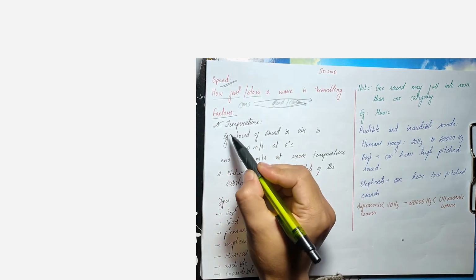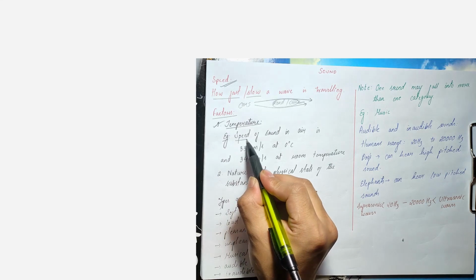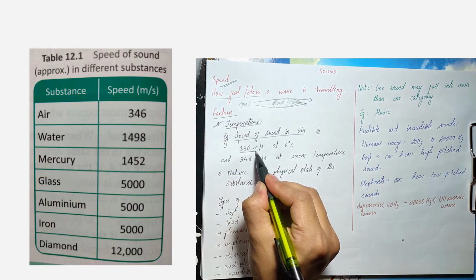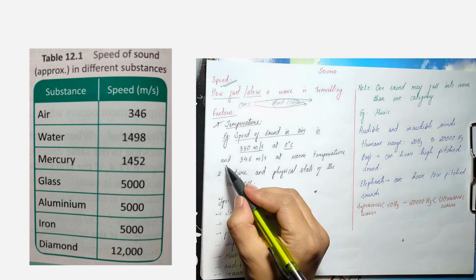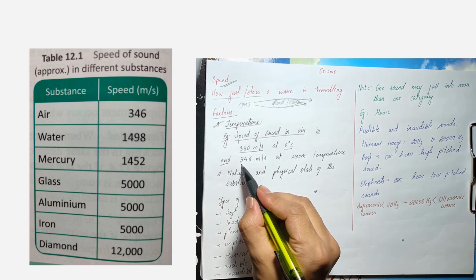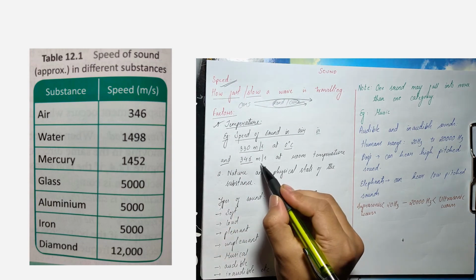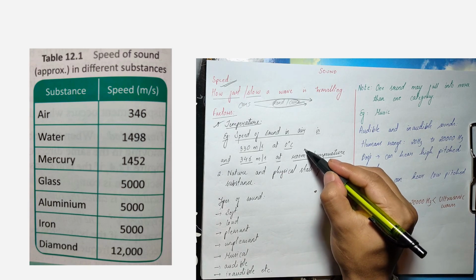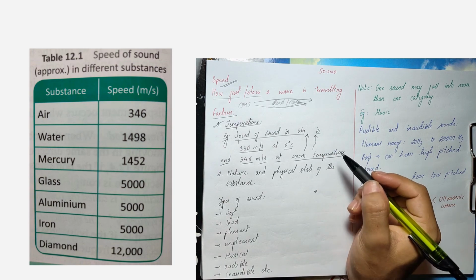So the first factor is temperature. So for example, speed of the sound in air is 330 meters per second at 0 degrees Celsius, and in the same air the speed of the sound increases to 346 meters per second at room temperature. So we see as the temperature is rising, the speed of sound is also rising.